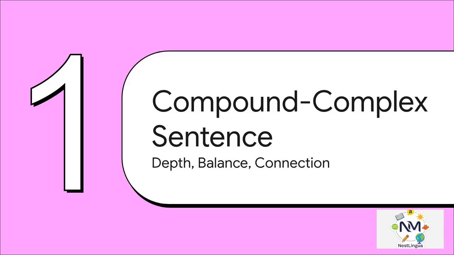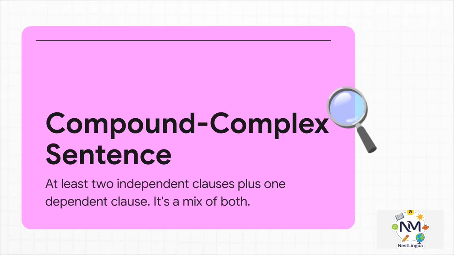First up in our toolkit, we've got the heavyweight champion of sentences. Now I know, the name compound complex sounds, well, complicated. But trust me on this, it is your secret weapon for packing a ton of information into one single, sophisticated, flowing thought. So, what is this thing really? Well, it's just a mashup of things you probably already know. You take a compound sentence that's got at least two main ideas, and you bolt on a piece of a complex sentence, which has at least one supporting idea. It's literally the best of both worlds.